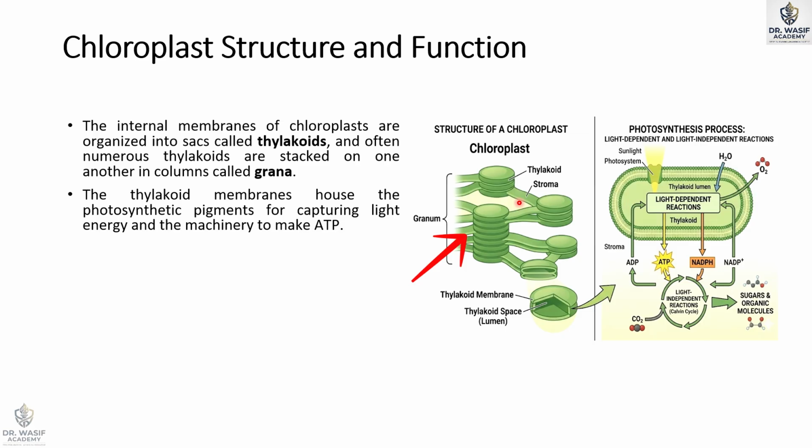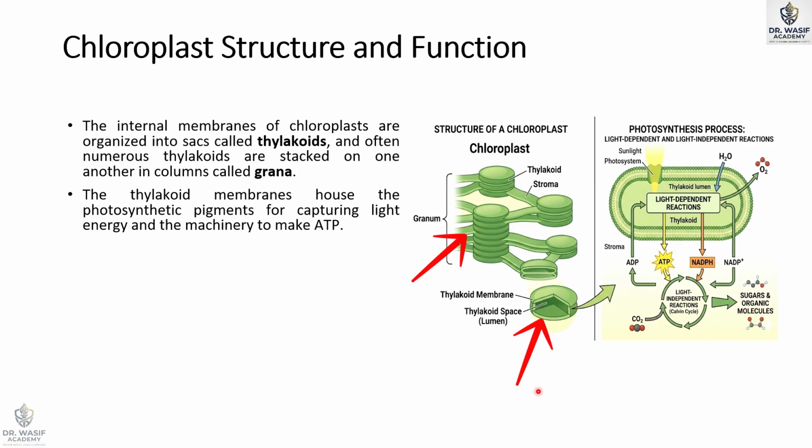But the question is why these thylakoids are stacked. Always remember, as I told you in other lectures, that when things are stacked or folded, it means they are increasing the surface area. So these thylakoids are stacked to maximize the surface area. These thylakoid membranes are the solar panels of the cell. They house the chlorophyll pigments, which capture light, and the machinery which is used to make ATP, the energy currency.